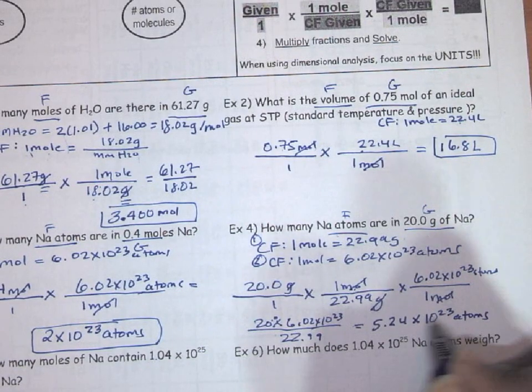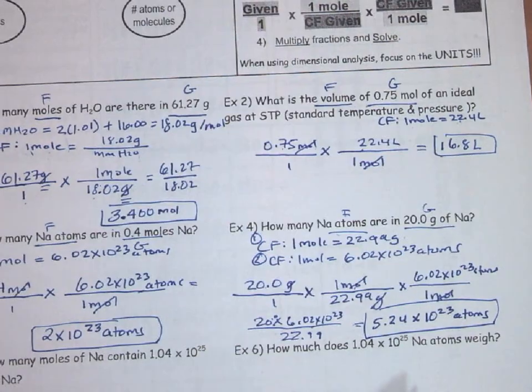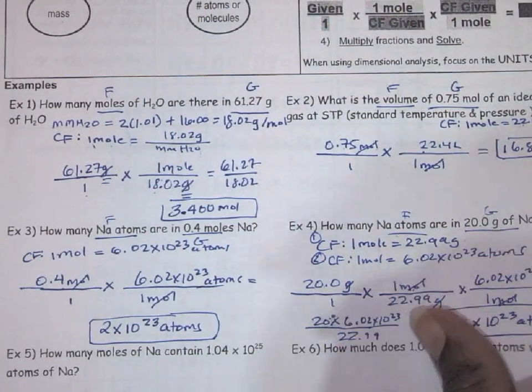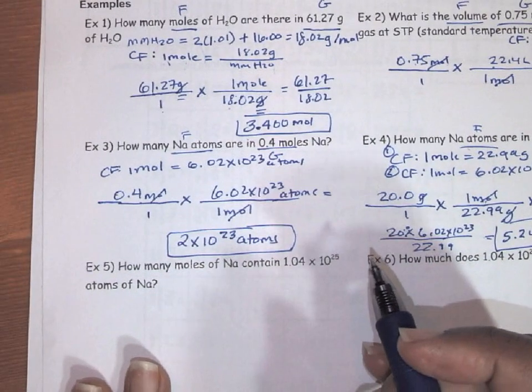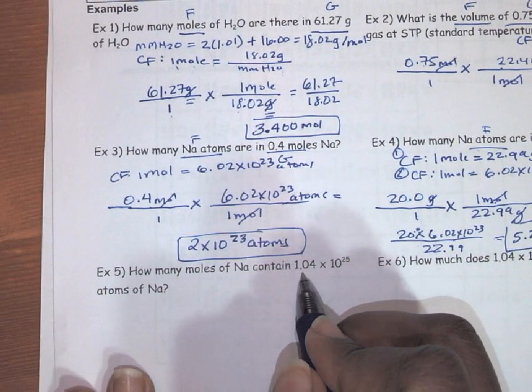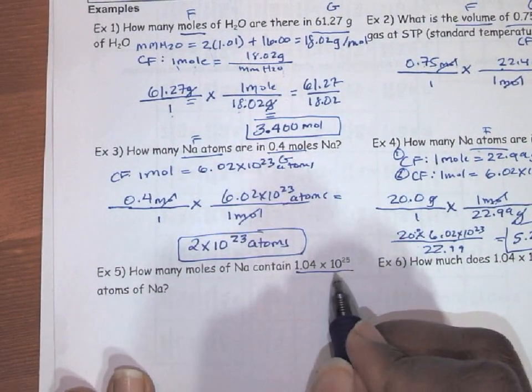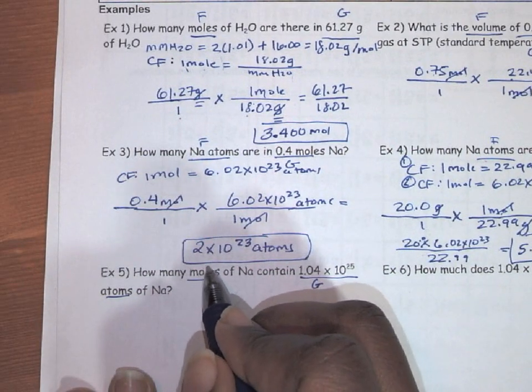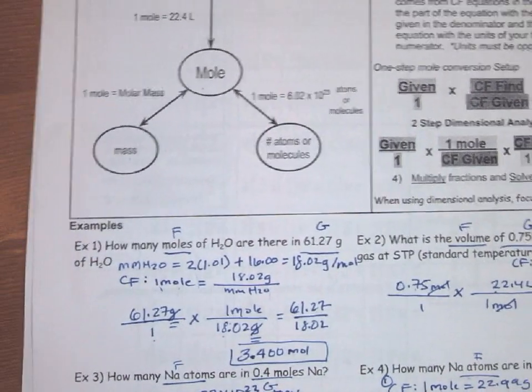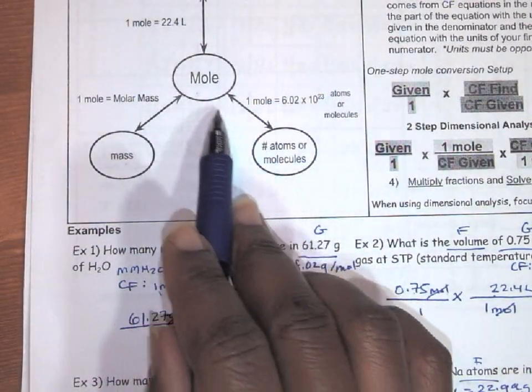And that, of course, will be atoms. All right. Last two. How many moles of sodium contain 1.04 times 10 to the 25 atoms? And that's our given. So we're given the number of atoms, and we're asked to find the number of moles. So in this case, we're starting here, and we're trying to go to moles.